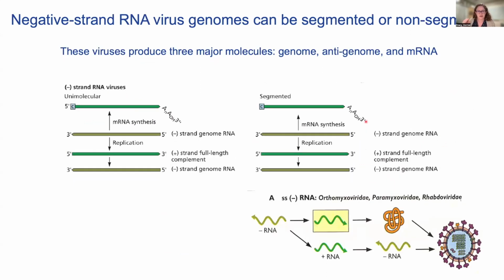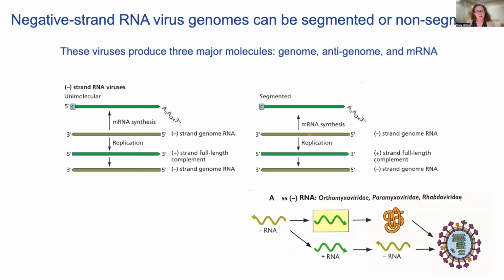Negative strand RNA virus genomes can be what we call segmented or non-segmented. So within a virion, there could be one molecule or there could be 10 different molecules. Flu is an example of a virus that has 10 different RNA molecules, where other viruses will just have one RNA molecule. And for these viruses, the thing that's in the virion is the negative strand genome, in this, you can't tell, olive green color.